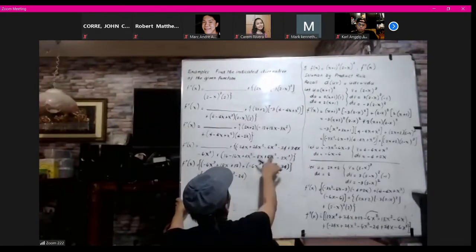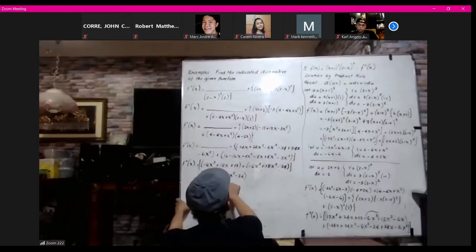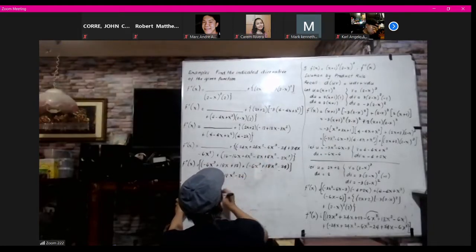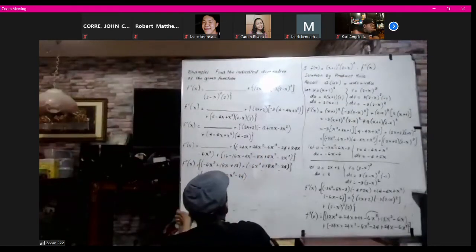Yan. Then, sumunod dyan, ito. Ay, meron pa pala tayo ditong x, no? Negative 6x squared, so magiging 18 lang ito. Okay, 18x squared. So, 24x squared minus 6x squared is 18x squared.